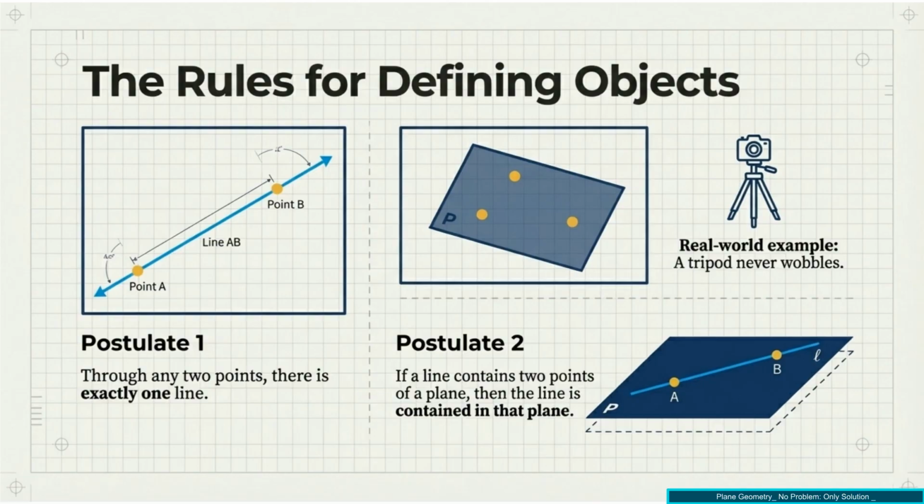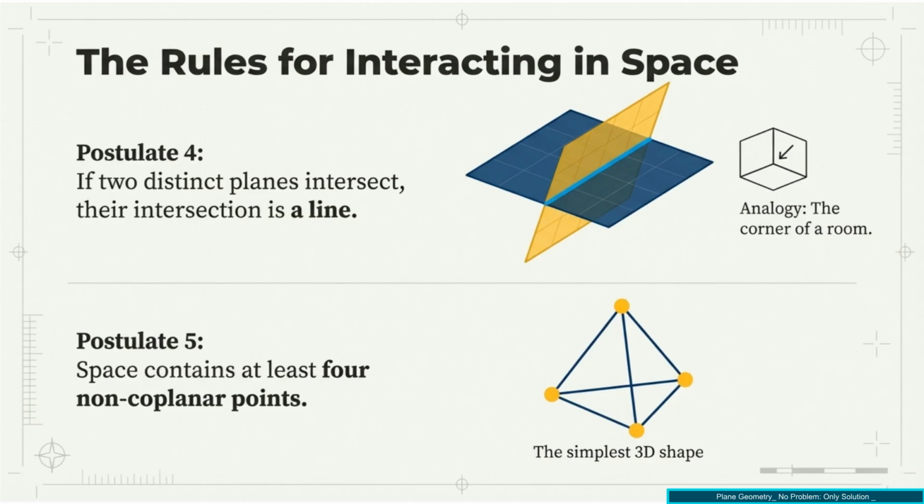Let's explore these postulates one by one. Postulate 1 states that through any 2 points, there is exactly one line. Postulate 2 states that if a line contains 2 points of a plane, then the line is contained in that plane. This is why a tripod never wobbles. Postulate 4 states that if 2 distinct planes intersect, their intersection is a line, analogous to the corner of a room. Postulate 5 states that space contains at least 4 non-coplanar points, forming the simplest 3D shape.